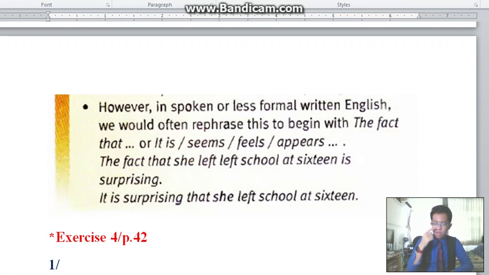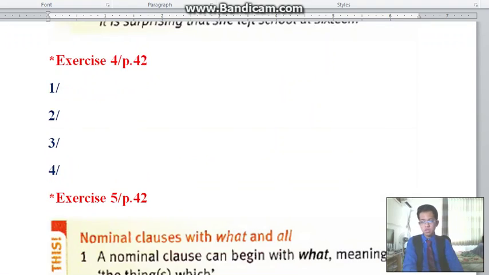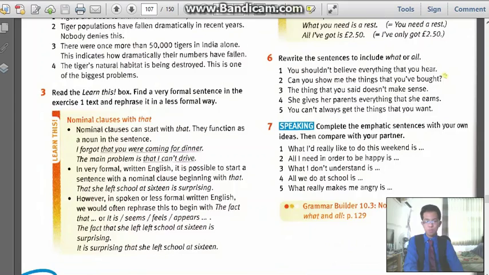So, the fact that she left school at 16 is surprising. I have no idea why Oxford doubled the word left. I don't know, maybe this is the first version of the book and it still has some typing problems, so I forgive you, Oxford. Everyone makes mistakes, never mind. So we have finished the learn this box. Now we will move on to exercise number 4 on page 42. Let's do this quick because tonight it is super duper easy.